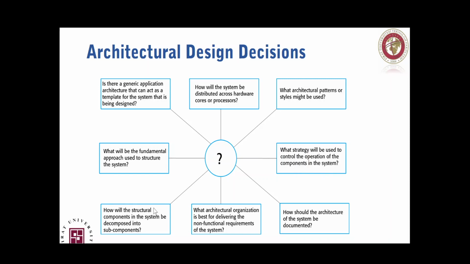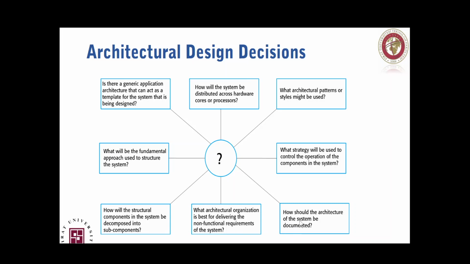How will the structural components in the system be decomposed into subcomponents? Also, the decomposition of components into subcomponents matters. Why? We will see in the next part of this chapter how it matters, because we have some systems created from finer, smaller components rather than bigger ones. We can centralize some systems on a few components based on some customization, or we can go for fine-grained, tiny components that link to one another. What architectural organization is best for delivering the non-functional requirements of a system? So we need to look at the non-functional requirements and see which architectural organization is best to meet them.